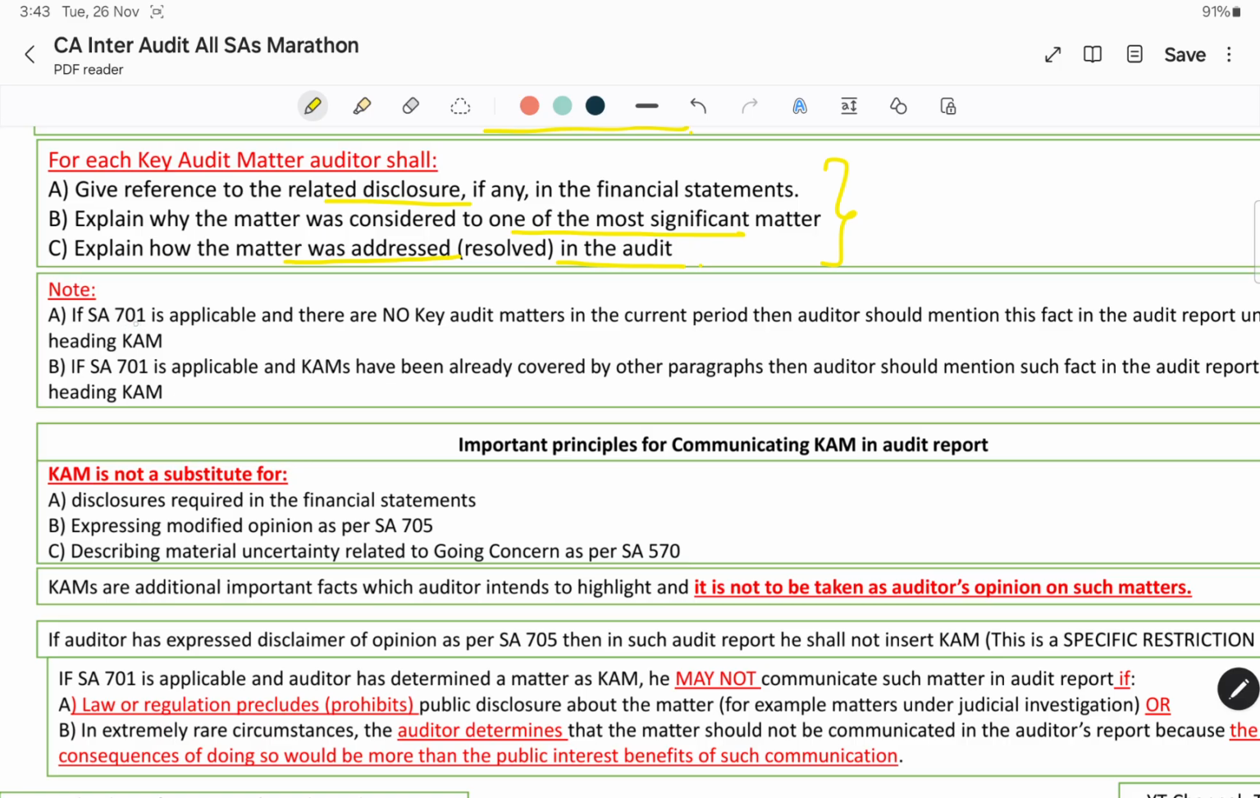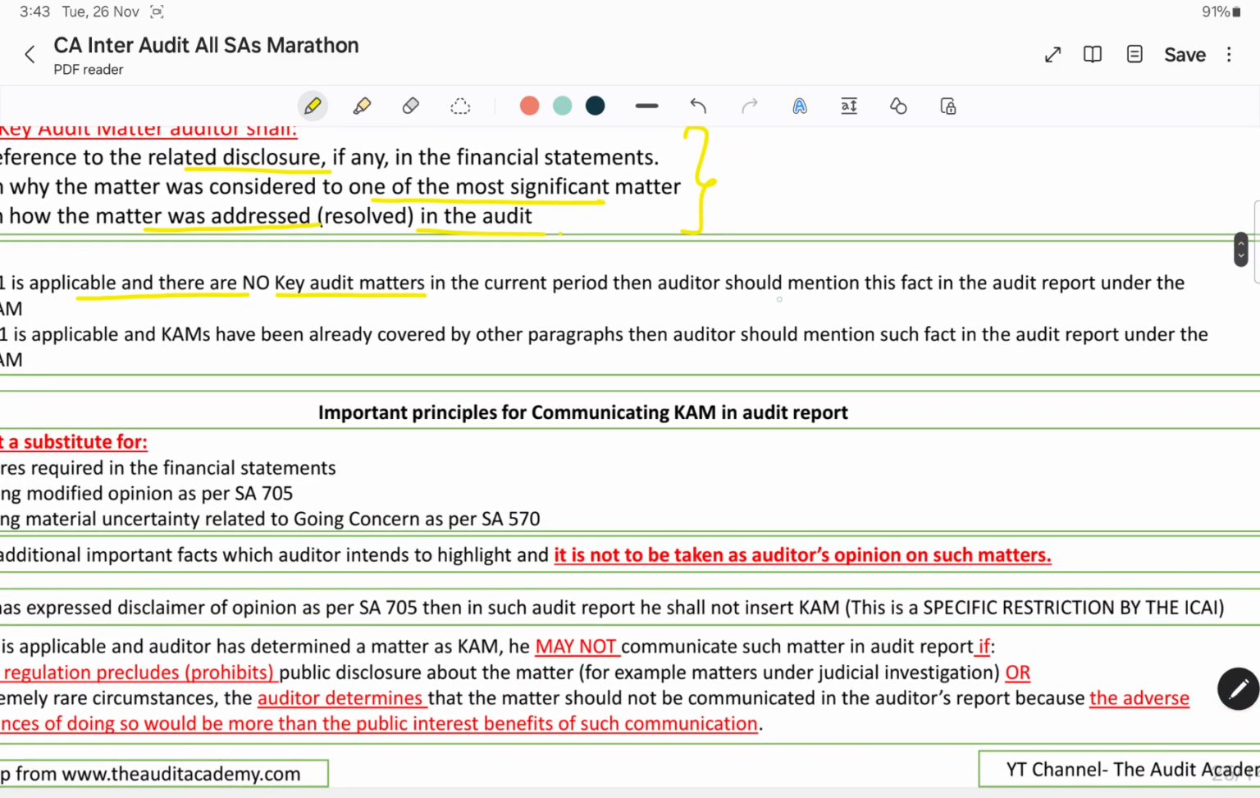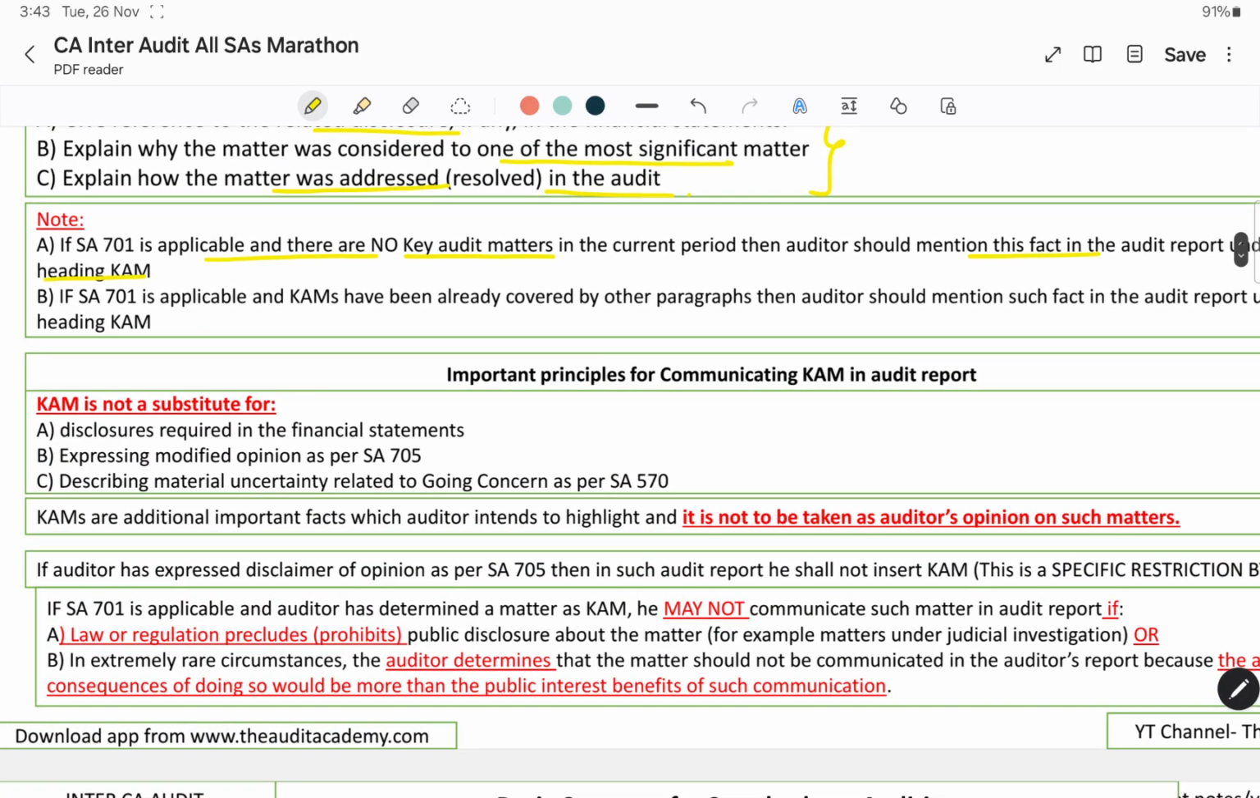Note: if SA 701 is applicable and there is no key audit matter in the current period, then the auditor should mention this fact in the audit report under the heading key audit matter. Even if there are no key audit matters in the current period, the auditor has to mention under the SA 701 paragraph that there are no key audit matters in the current period. You can't ignore or leave that paragraph as such. You cannot omit it.